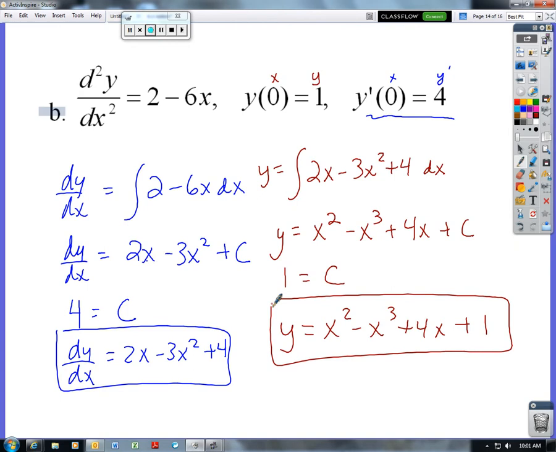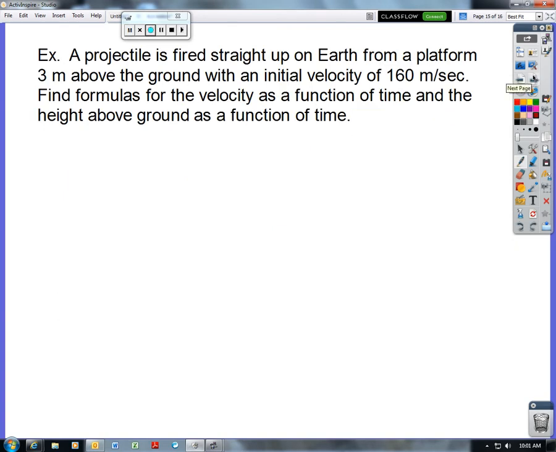And then we have just one more example. So this is some physics. A projectile is fired straight up on Earth from a platform 3 meters above the ground with an initial velocity of 160 meters per second. Find formulas for the velocity as a function of time and the height above ground as a function of time. So we want to find a velocity function and an s of t function.